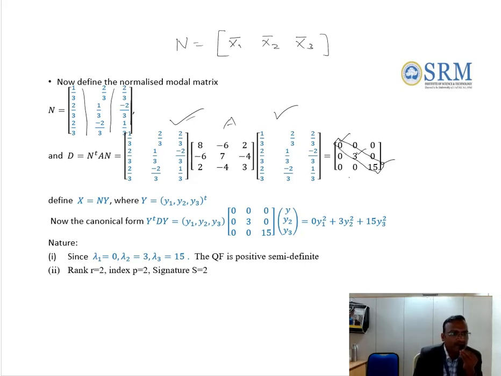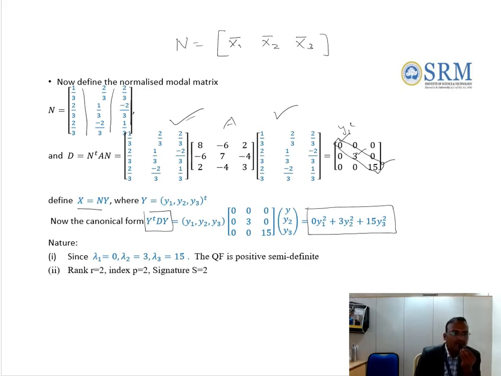Now let us define the new vector x which is equal to N into y, where y equal to (y1, y2, y3). Therefore y transpose D y gives the same quadratic form, that is your canonical form. Y transpose D y is your required canonical form, that gives 0 y1 square plus 3 y2 square plus 15 y3 square. If you know this diagonal matrix, then it is easy to define the canonical form. So this is the required canonical form. From this canonical form, we see that lambda 1 equal to 0, lambda 2 equal to 3, and lambda 3 equal to 15. Therefore one of the eigenvalues is equal to 0 and the other two are positive. Therefore this is positive semi-definite.